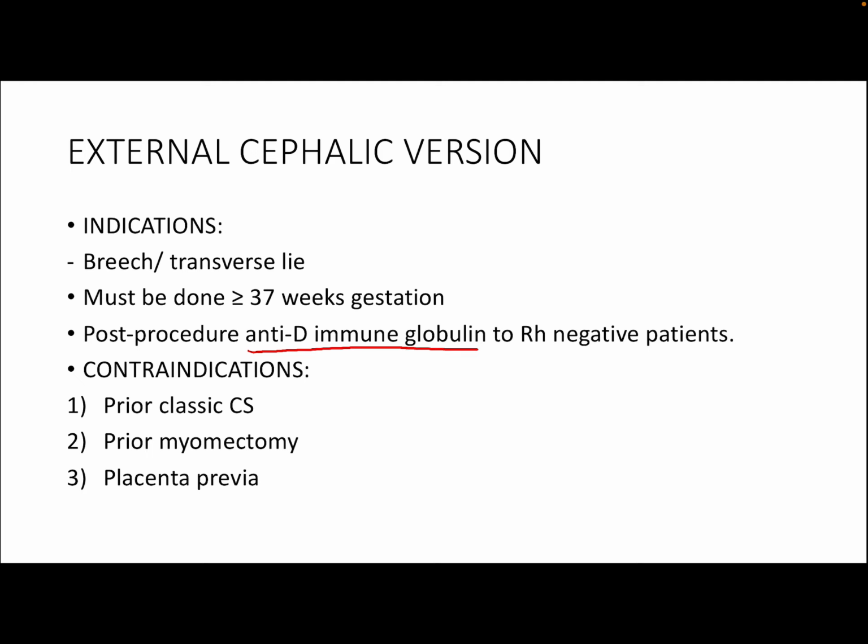Now there are a few absolute contraindications to external cephalic version. These are basically contraindications to vaginal delivery, like a prior classic cesarean section, a prior myomectomy, and a present placenta previa, which prevents a normal vaginal delivery to occur.